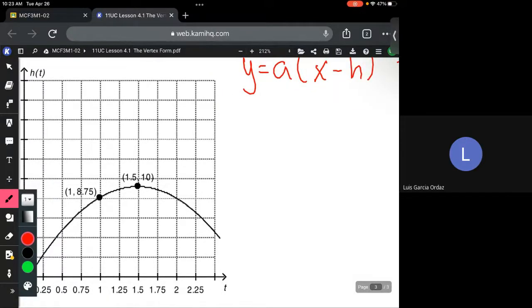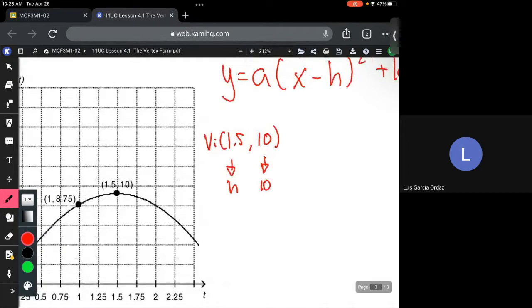That 1.5 and 10. So which one is h and which one is k? Olivia? So when I put h back into my bracket, is it going to be x minus 1.5 or x plus 1.5? Yeah. So when you always put it back in the bracket, you're just switching the sign again.